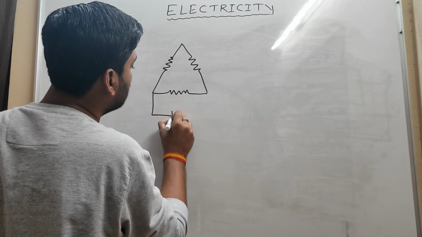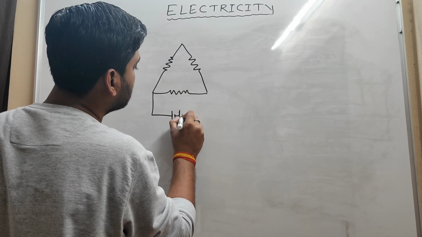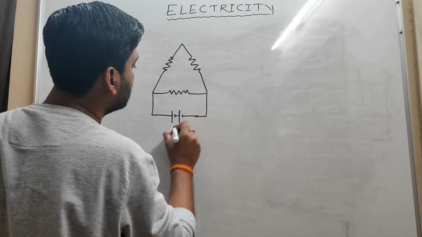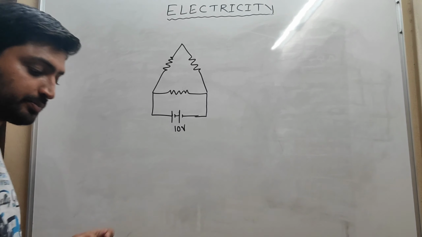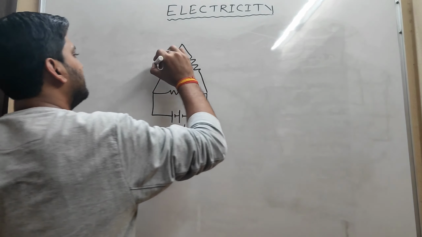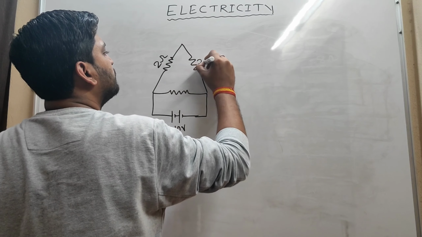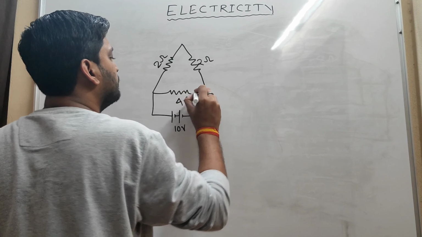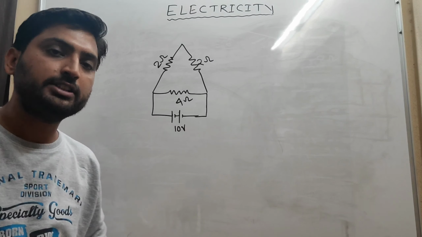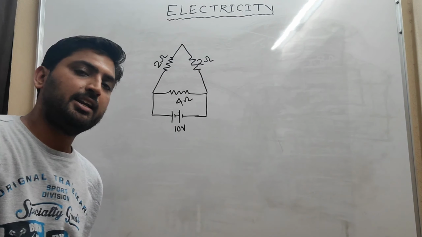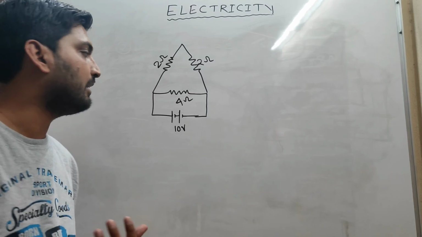And this is connected to a battery, suppose 10 volt. Let us take it as 2 ohm. It is also 2 ohm, and this is 4 ohm. Now this question is to just understand the concept of parallel connection and series connection, how to identify parallel and series.